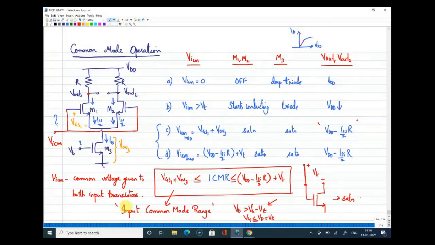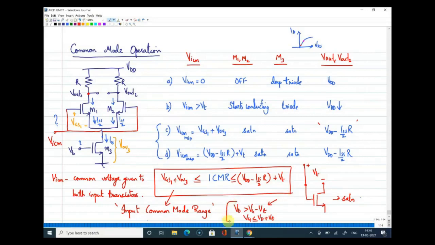So what if ICMR exceeds the maximum value? Tell me what will happen if ICMR exceeds the maximum value. ICMR is a range, right? So if you try to give a voltage to the gate which is more than this, tell me what will happen. Just now I told, right? The gate can go one threshold higher than the drain. If it is going more than that, what will happen? Any guess?